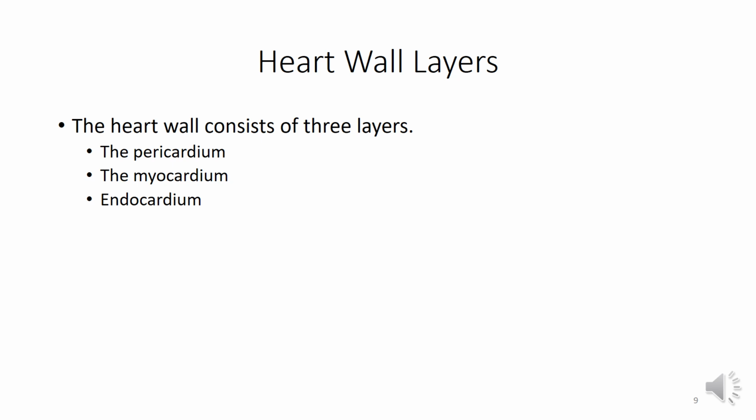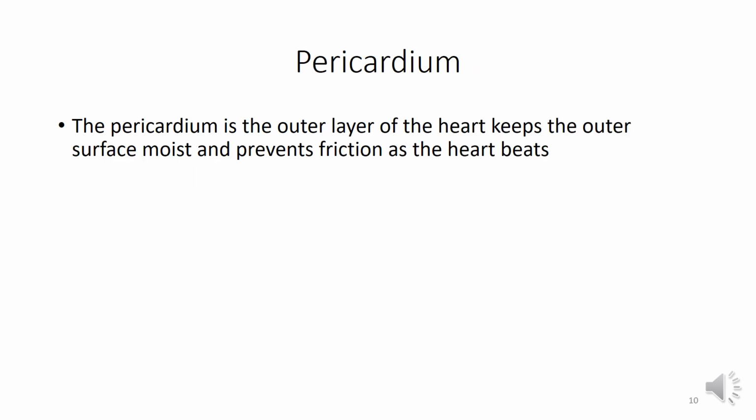Let us discuss heart wall layers. The heart wall consists of three layers. They are the pericardium, the myocardium, and endocardium. Pericardium. The pericardium is the outer layer of the heart that keeps the outer surface moist and prevents friction as the heart beats.